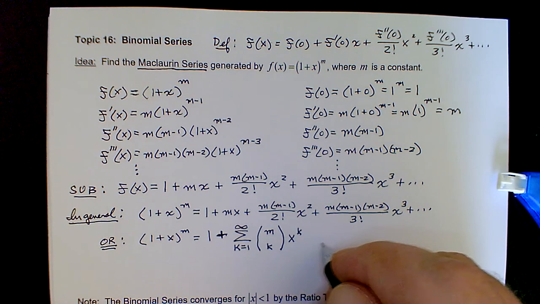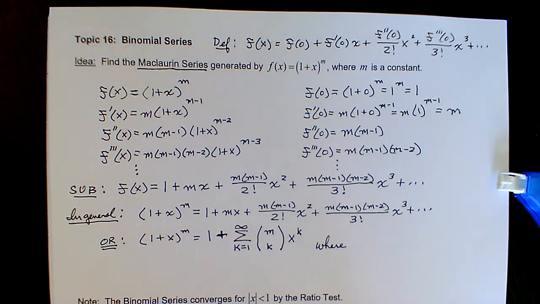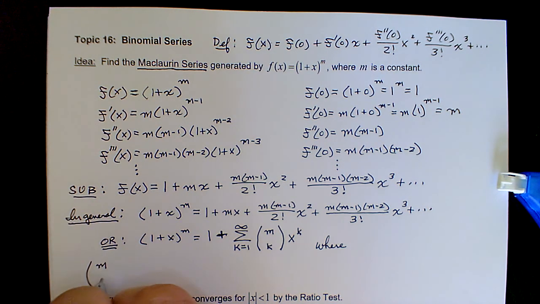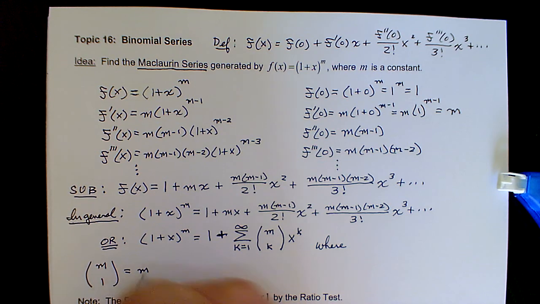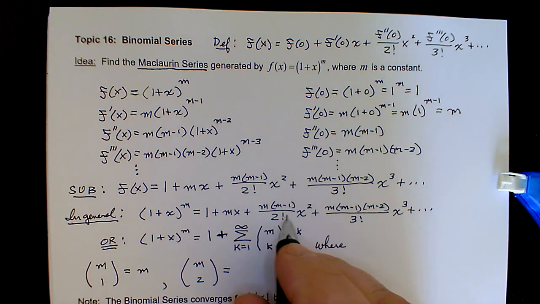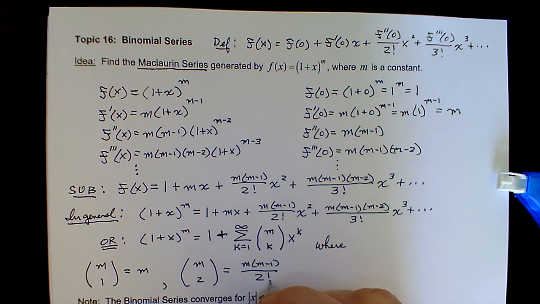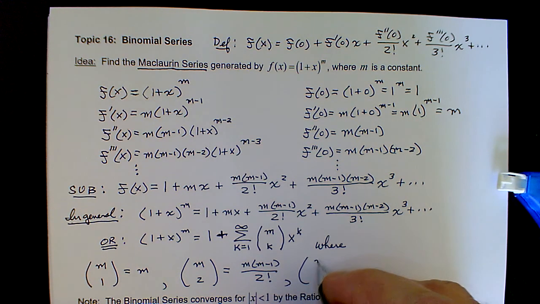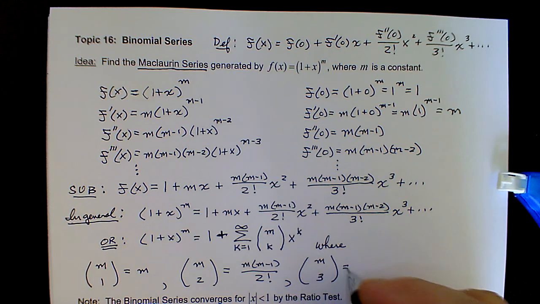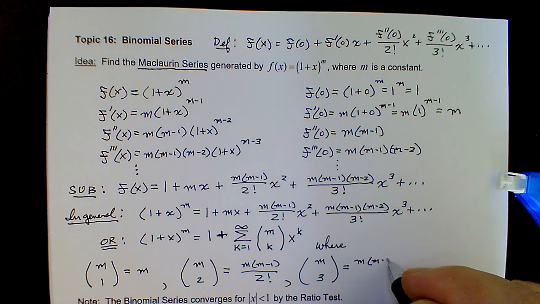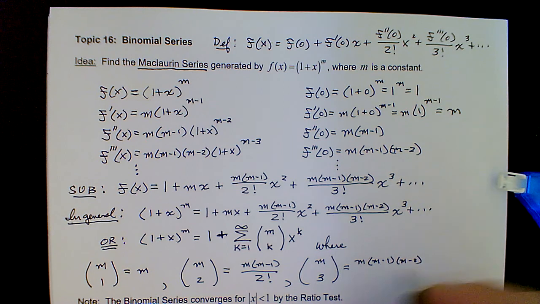And let's go further and say this is where m choose 1 is just m, m choose 2 is just this coefficient, m times m minus 1 over 2 factorial, and m choose 3 is m times m minus 1 times m minus 2 over 3 factorial. See, it's just the coefficients is all we're saying, and so on.